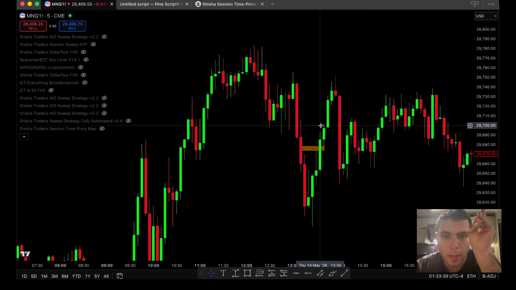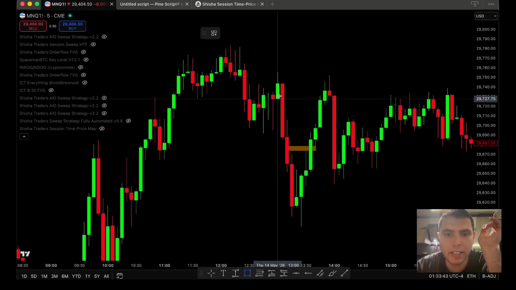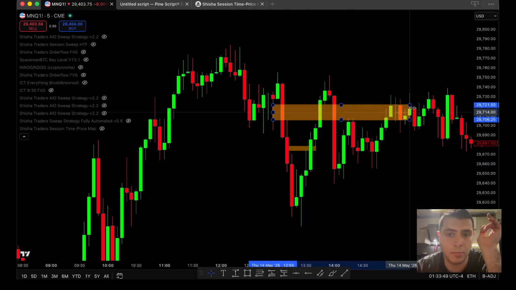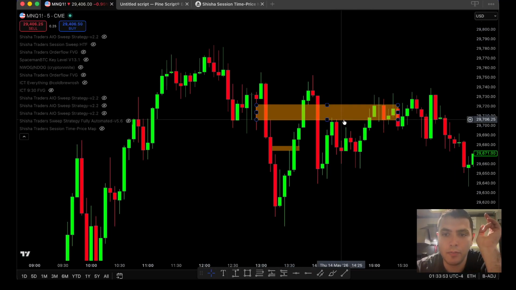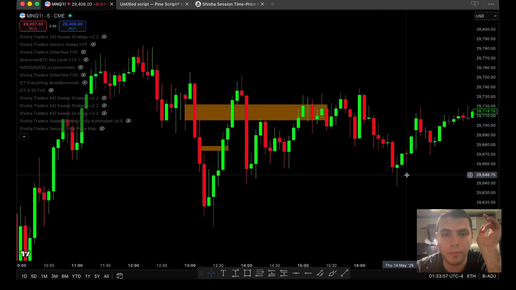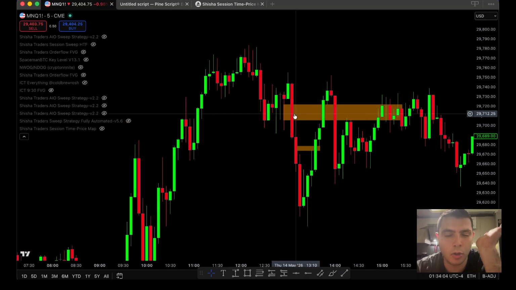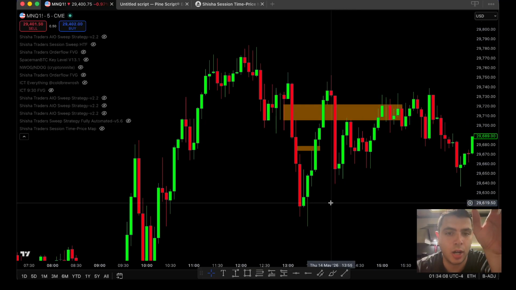Two, BPRs respecting the midpoint, that they should be respected by the midpoint. That, in my opinion, is a myth. I've spent the most time on BPRs, more than ICT himself, and I've never seen them respect the midpoint that much. You can see they respect the low, and they go through the whole candle, but eventually they drop. They do not respect the midpoint. I mean, they wick it. He says that you can wick it, but not close above it if you're in short. That's not true. So do not try to apply that.